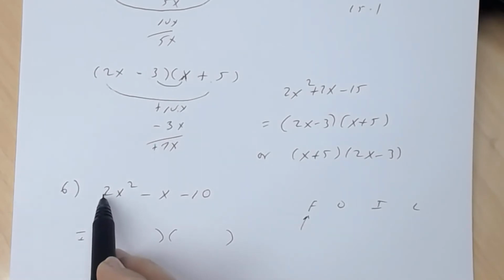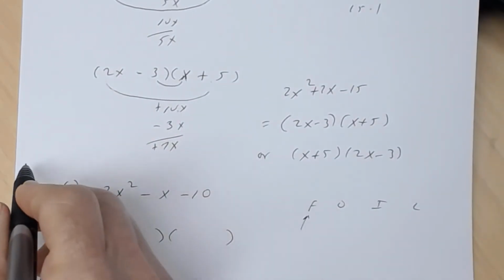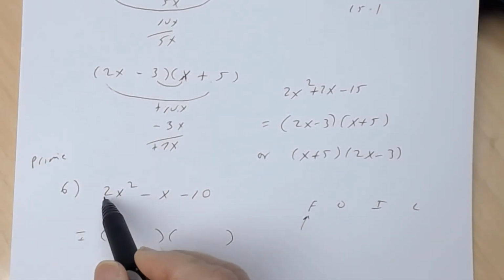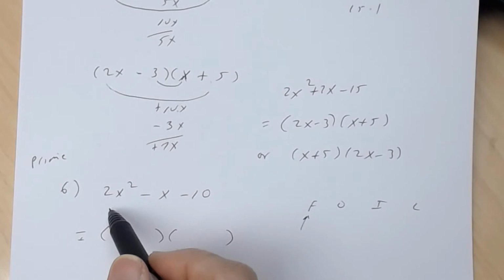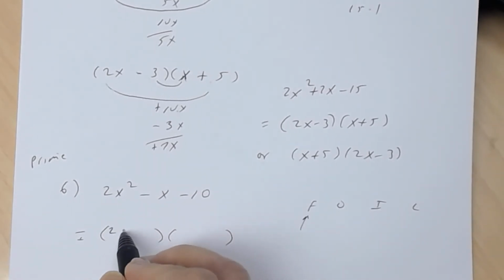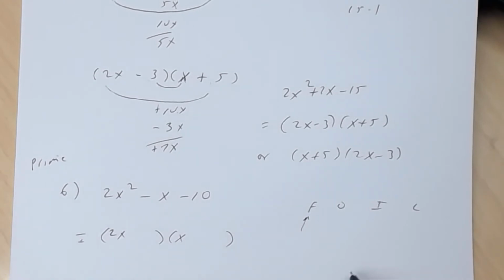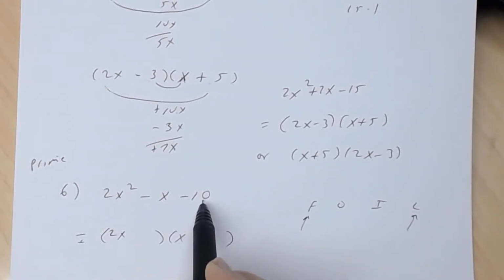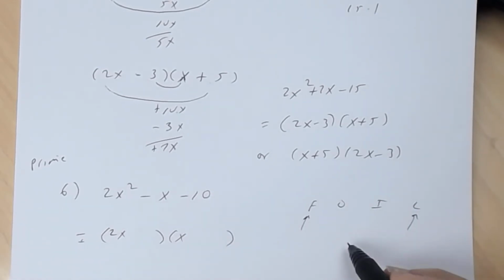Remember, for x squared, the coefficient is 2, which is a prime number. Since 2 is prime, the only factors of 2 will be 2 and 1. So let's put 2x and x. All right, let's go to the last. The last term is negative 10, but let's just deal with the signs at the end since the last sign's negative. So let's look at 10.